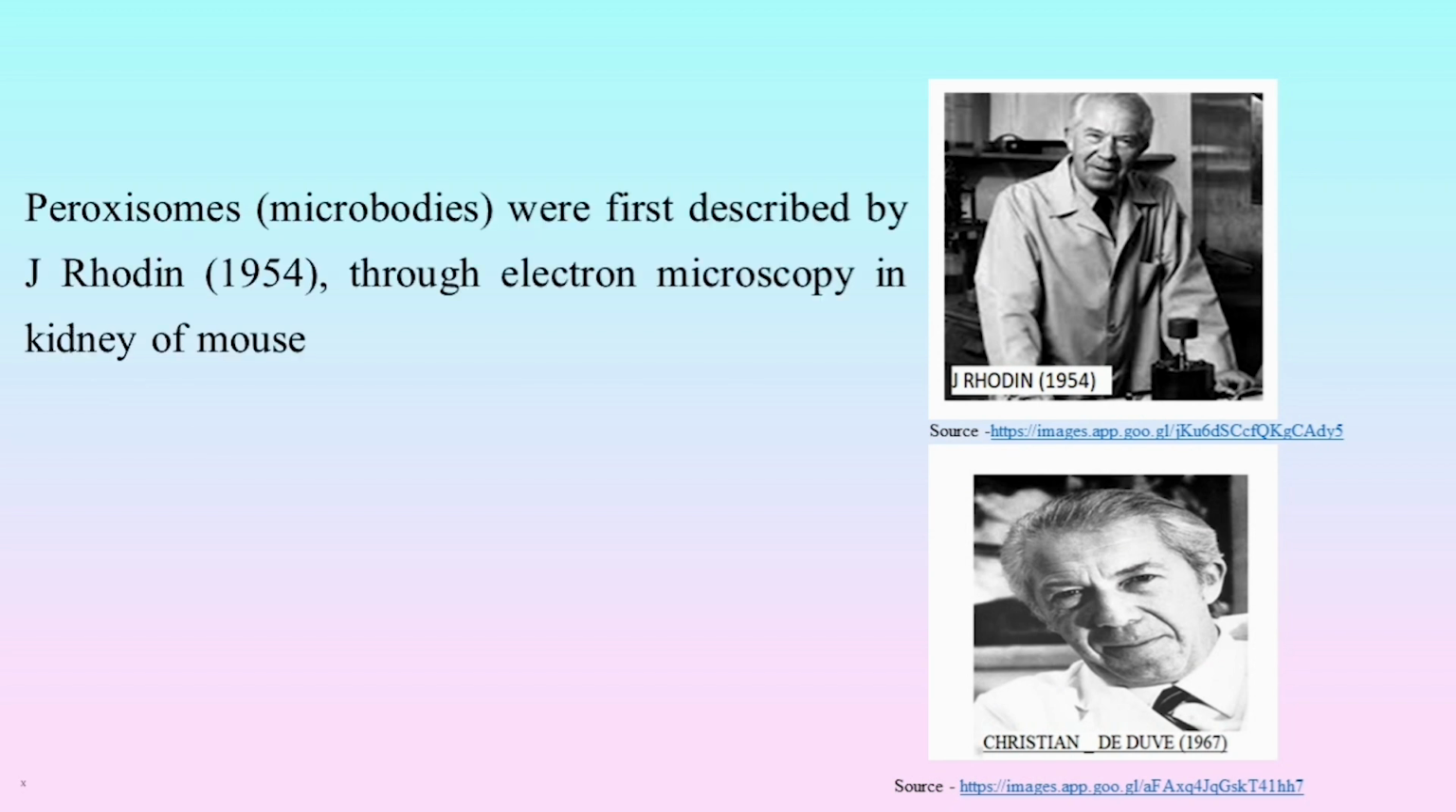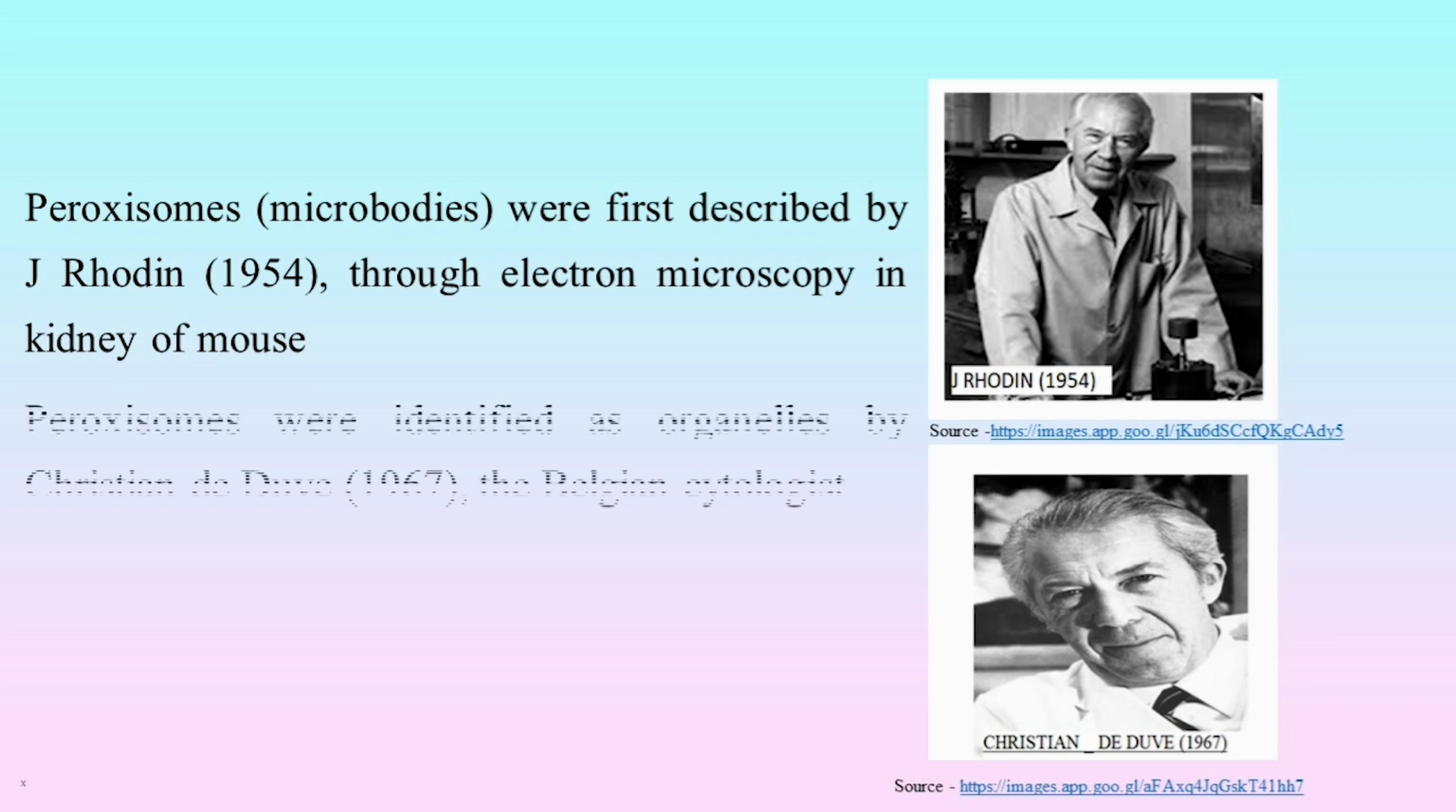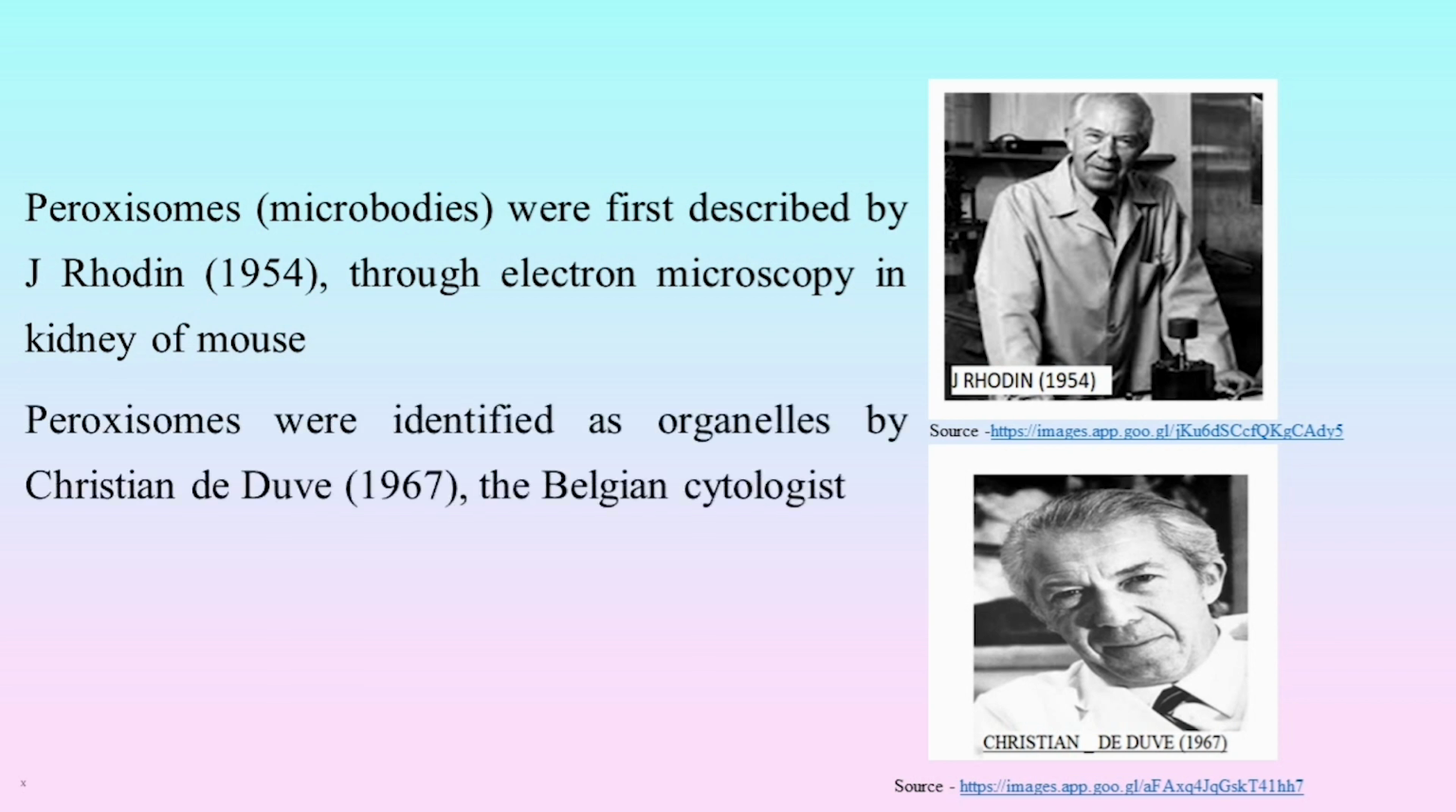Who discovered peroxisomes? Peroxisomes, otherwise called microbodies, were first described by J. Rodin in 1954 through electron microscopy in the kidney of mouse. Peroxisomes were identified as organelles by the Belgian cytologist Christian de Duve in 1967. Peroxisomes are absent in prokaryotic cells.